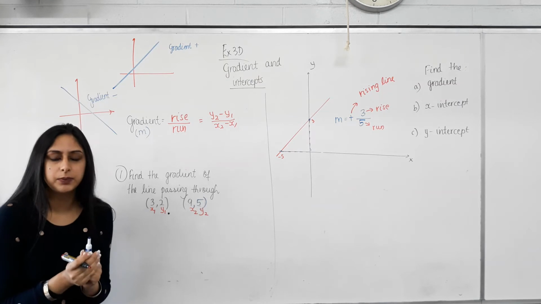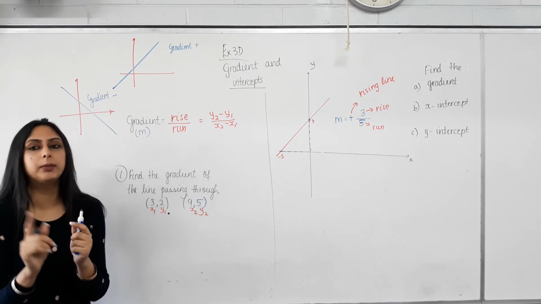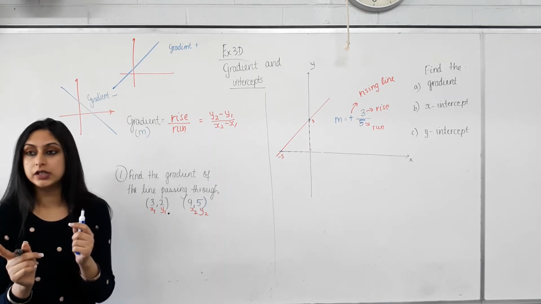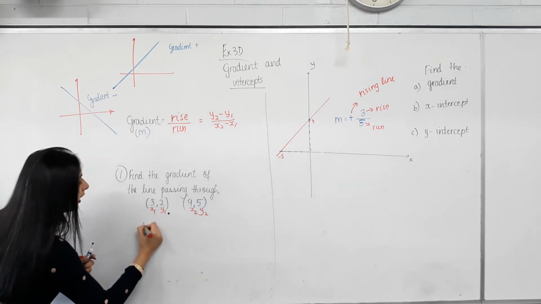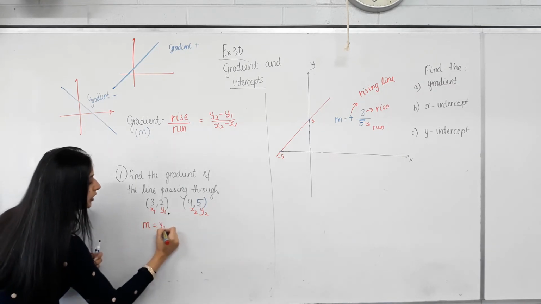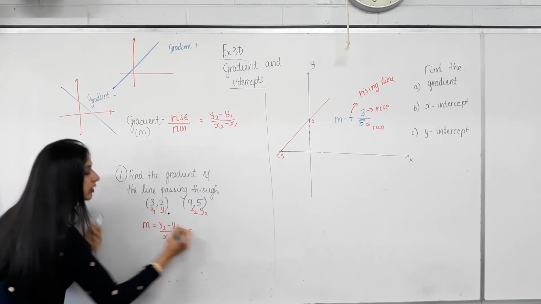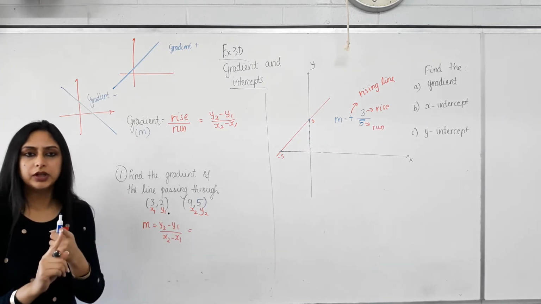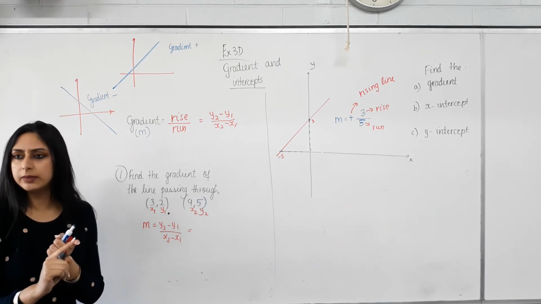This is the first step you do when you are finding the gradient given the 2 points. What do you do? Label the coordinates. Once you've labeled them, write m equals. Write the formula: y2 minus y1 over x2 minus x1. Easy till now? We labeled the coordinates and we copied the formula. Now we sub in the numbers.